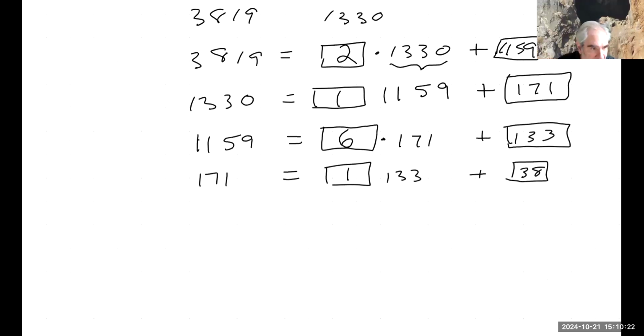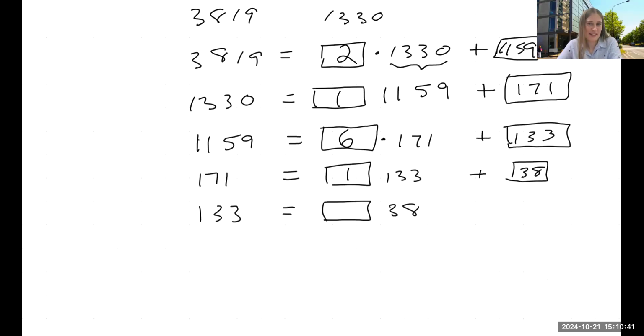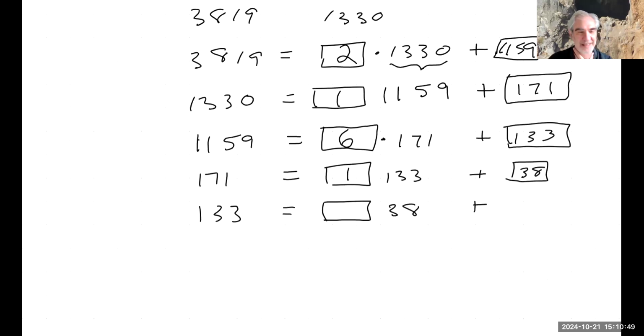So now we've got 133 here, right? 133 is equal to the 38 times something. Is it 4? 4 would be 120 something or other. Oh, that 4 is a little bit too much. 3? It is 3. All right.